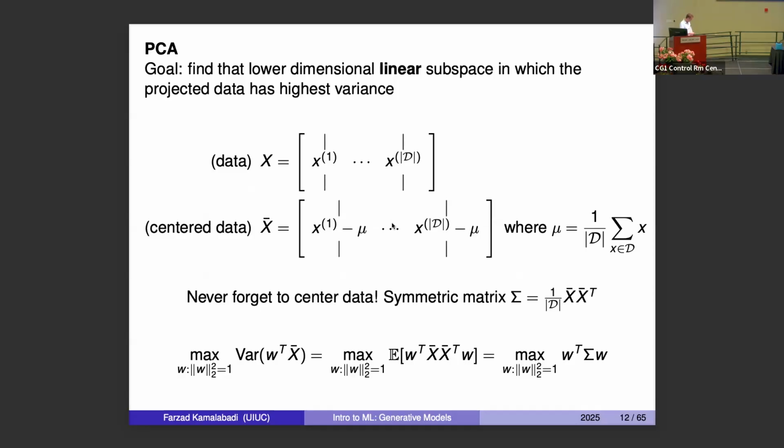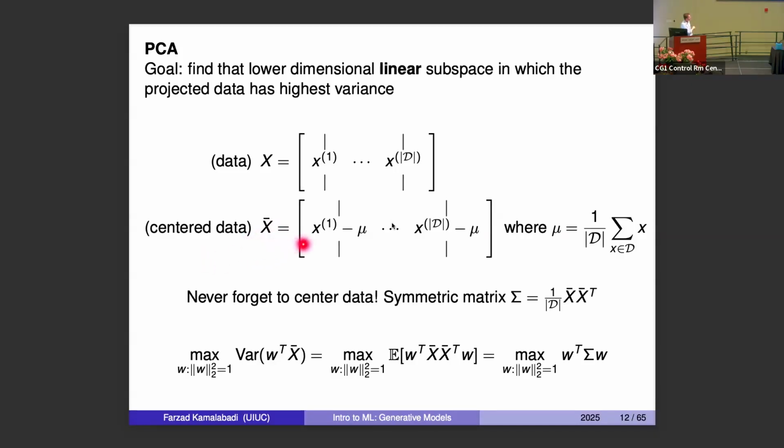So let's start with the following. We have data. Let's call that X. And we have D of those data records. You just line them up in this matrix. Maybe the dimension of this is M or F, some n-dimensional vector. The next thing we do is we center the data.